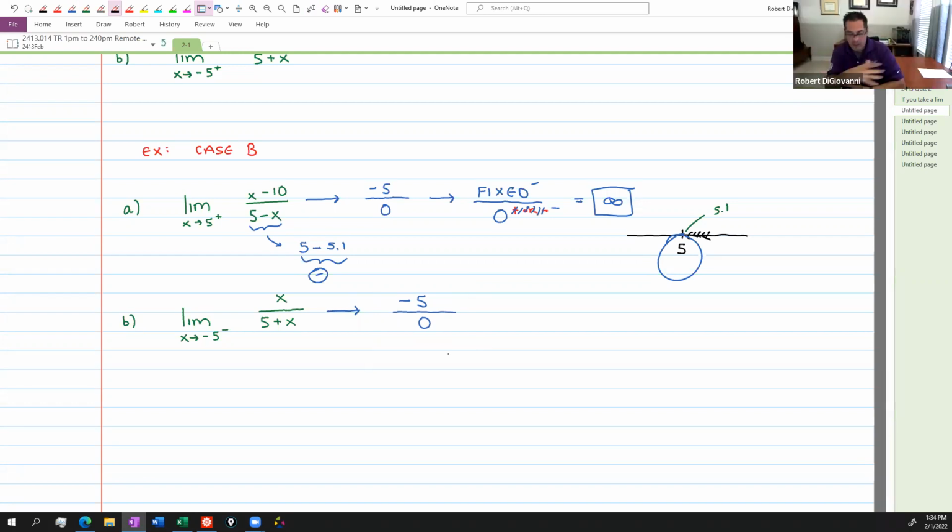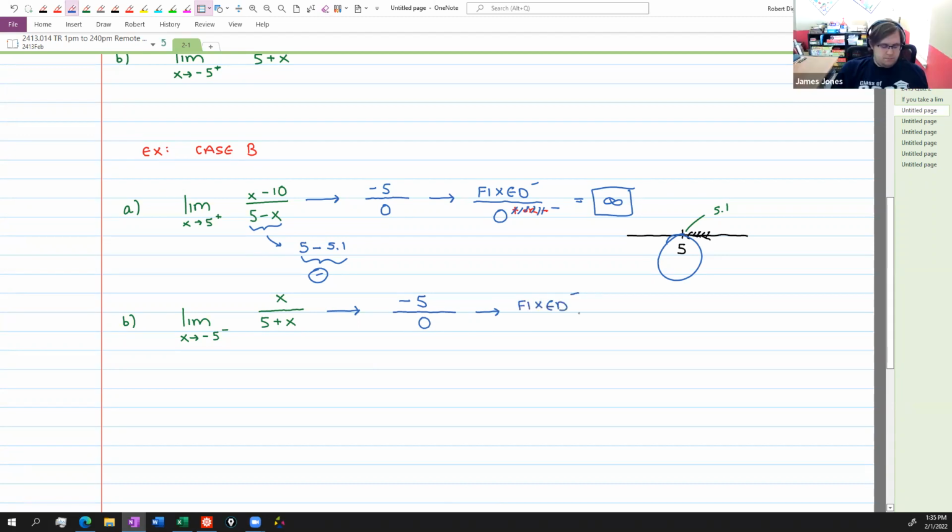Okay, but we keep going. We know now that the top is negative 5, so that's fixed and negative on top. And then on the bottom, it's headed to 0, and you just have to figure out whether it's plus or minus. So what should I do now to figure out if that's plus or minus? So we'll take a smaller number.